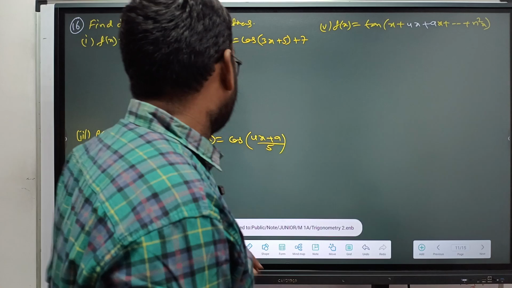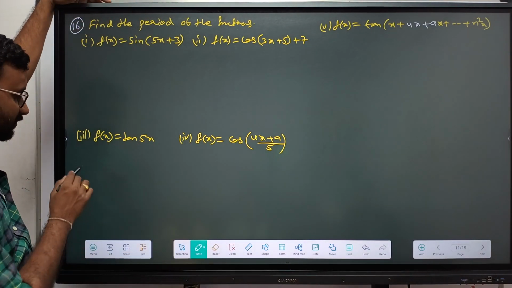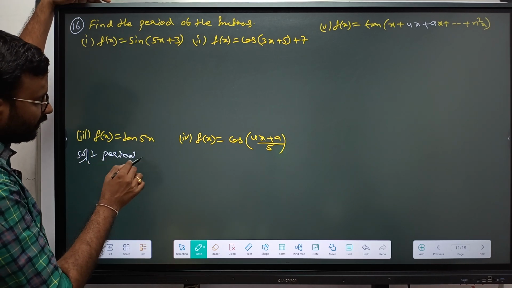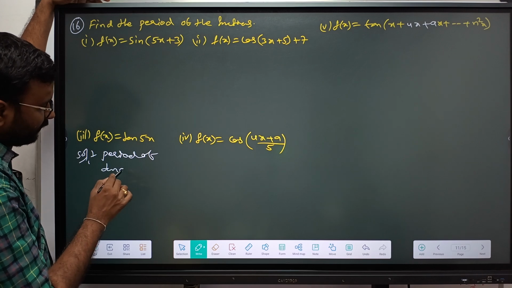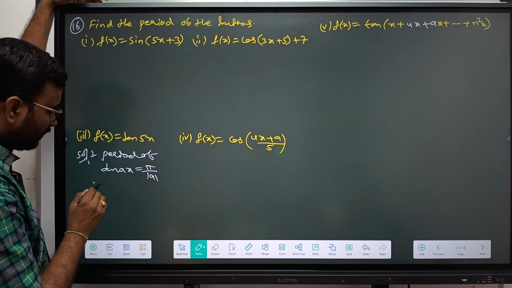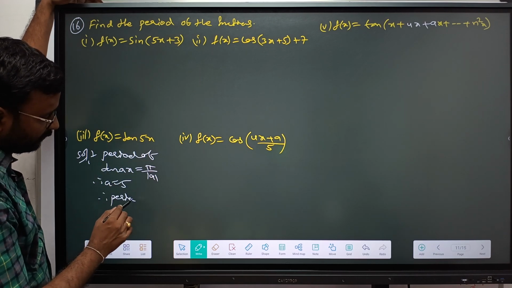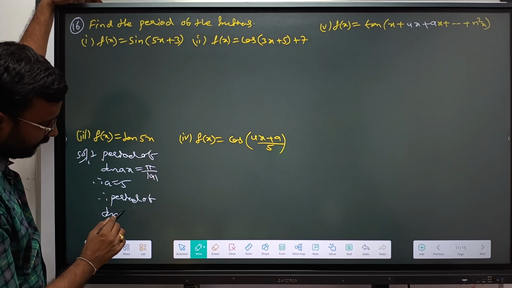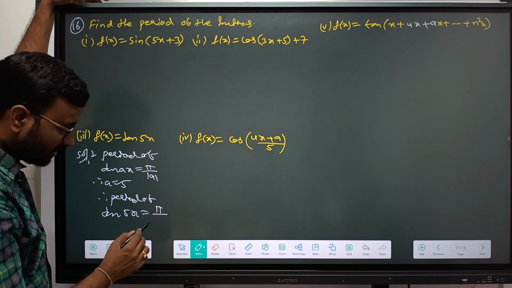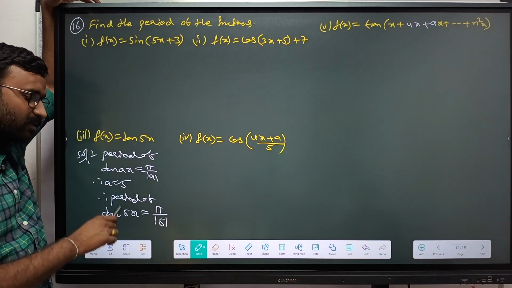Now examples. What is the period of the following function? What is the period of tan 5x? Period of tan ax is equal to pi by mod a. What is a? 5. Therefore period of tan 5x is equal to pi by mod 5. This is the answer. 2 marks for formula, for answer.